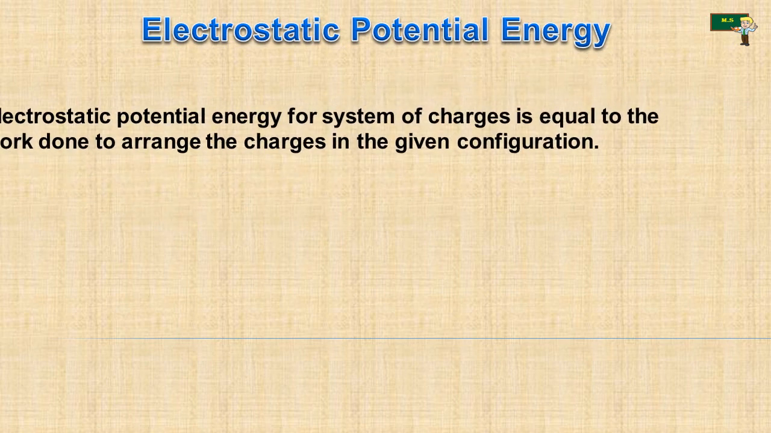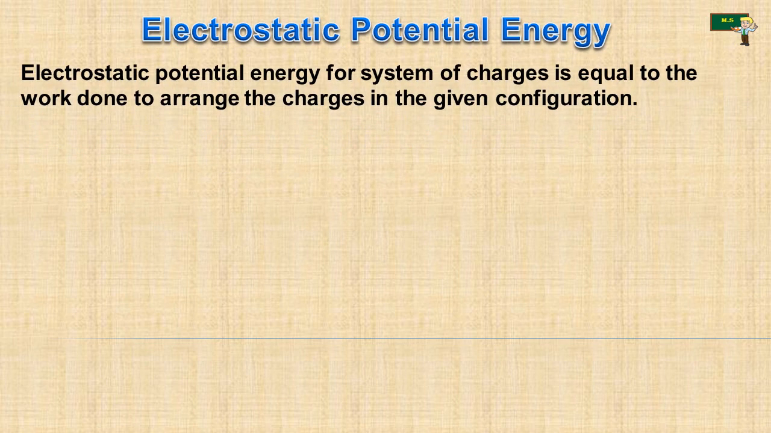Now electrostatic potential energy. What do you mean by this electrostatic potential energy? Let me explain. Electrostatic potential energy for a system of charges is equal to the work done to arrange the charges. It's very hard to arrange the charges within the electrostatic field. So it needs some sort of energy to arrange. That's called electrostatic potential energy.